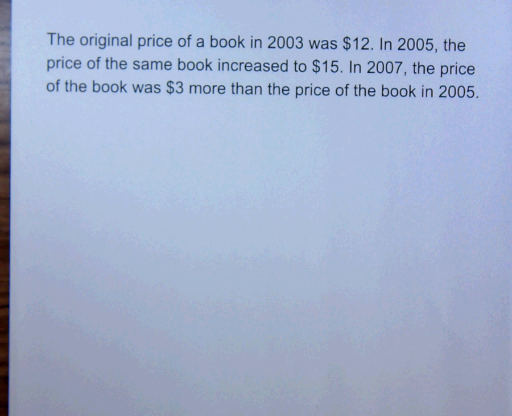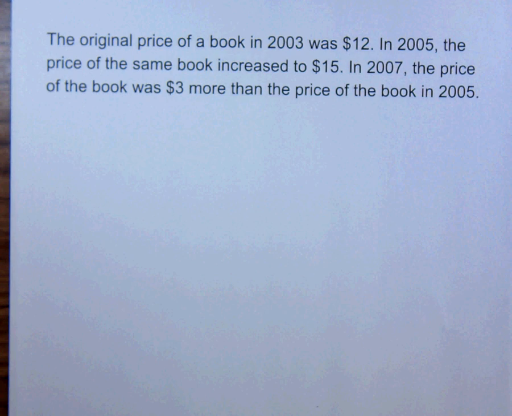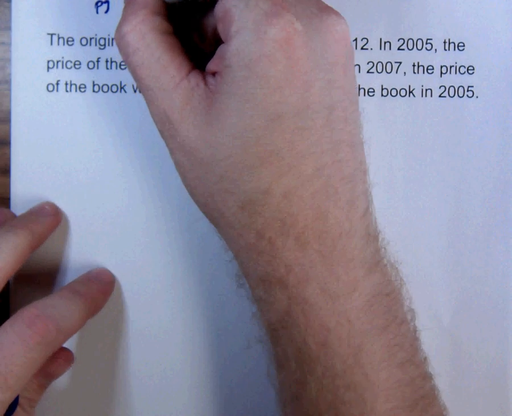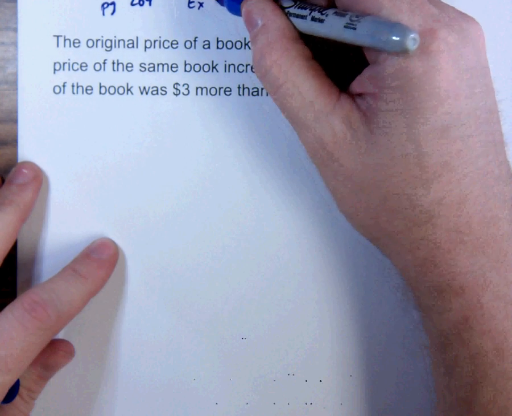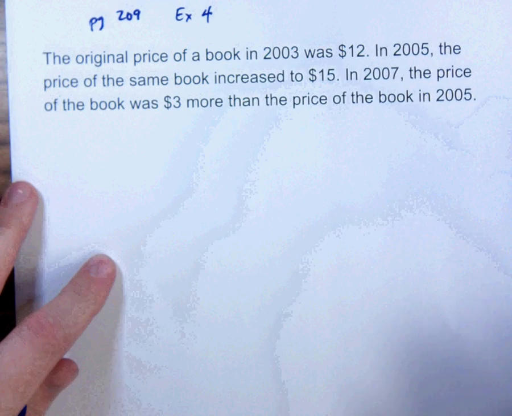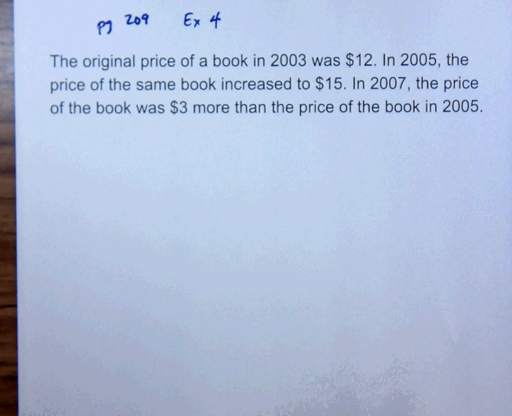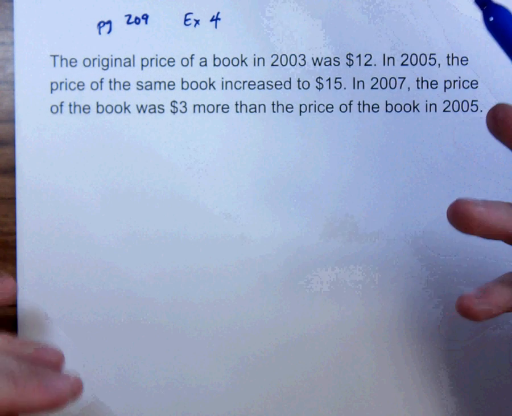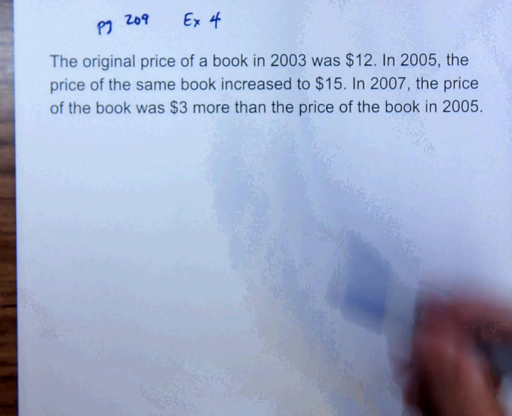Okay, so this is an example from our books. It's on page 209, and we'll call it example 4. It's basically finding percent change. Finding percent change is actually a little bit easier than finding how much it changed. And I know that sounds like the same thing.